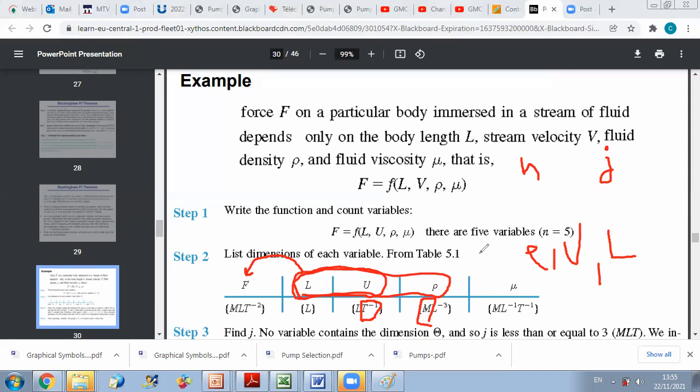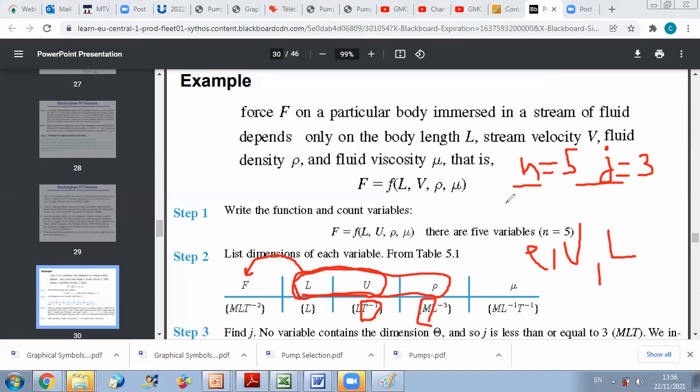Here it's 3, and once I determine N and J, I can find how many groups I have. So N is 5 here, and J is 3, the maximum number of variables that cannot form a group. If I combine these 3 with another variable, I should by force have a group. Why? Because I only have 3 dimensions, M, L, and T. So when I combine with a fourth variable, of course, I will be able to form a dimensionless group.